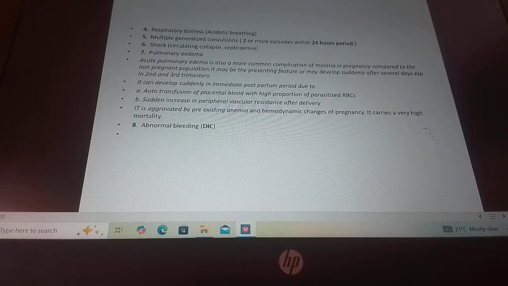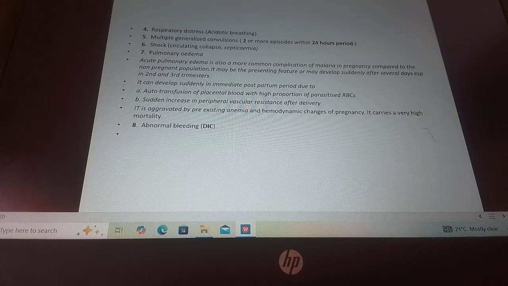Respiratory distress is another one. Then you have multiple generalized convulsions. These are two episodes or more within 24 hours. Shock is another one, and this one is the circulatory collapse due to septicemia. So remember that one as well.